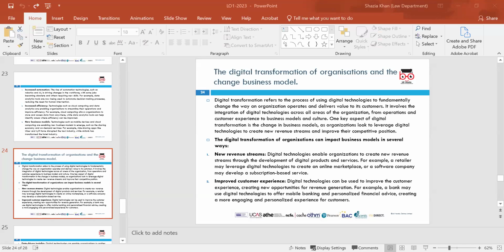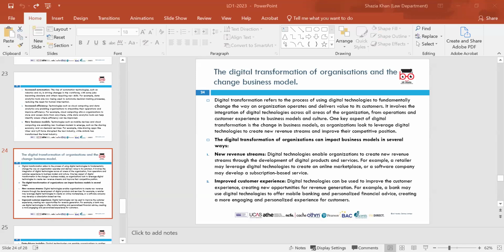So the digital transformation of an organization can impact business models in several ways. Firstly, new revenue streams. Digital technology enables organizations to create new ways of getting revenue. For example, a retailer may leverage digital technologies to create an online marketplace, or a software company may develop a subscription-based service. And that's happening quite a lot. It could be TikTok, it could be Instagram, but these kinds of things are happening quite a lot. And the whole point of this is to reduce operating expenses, improve efficiency, and keep the business going.